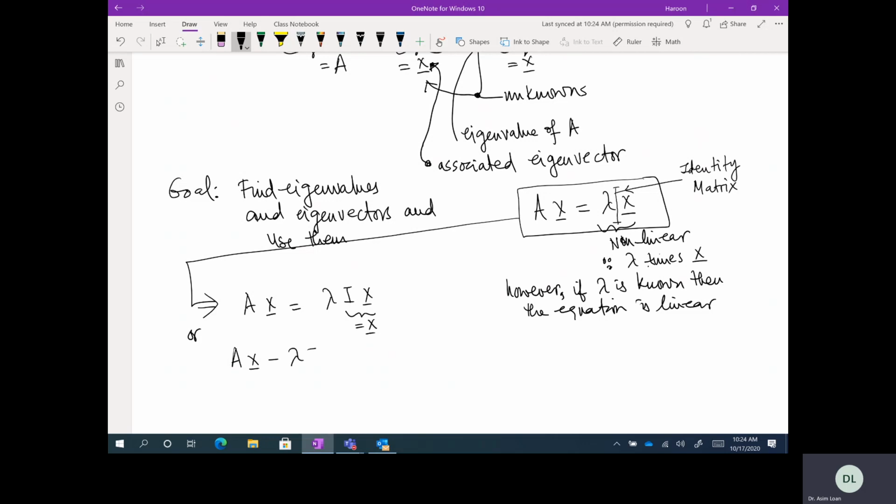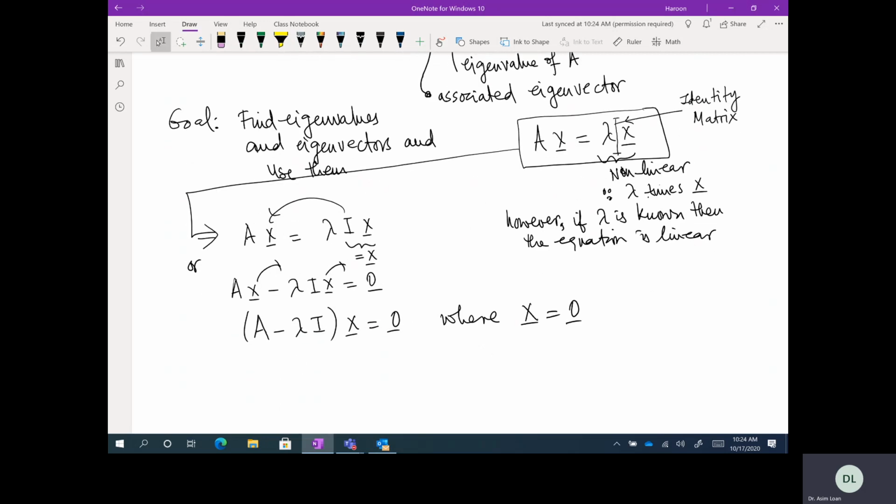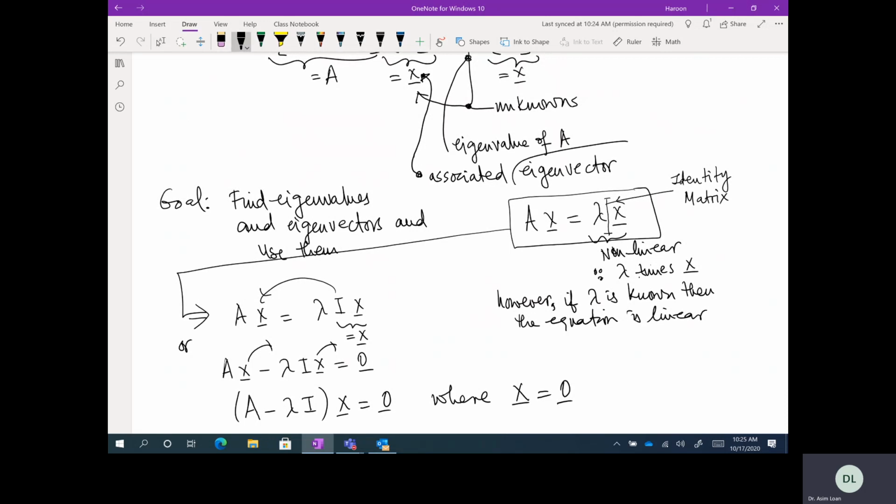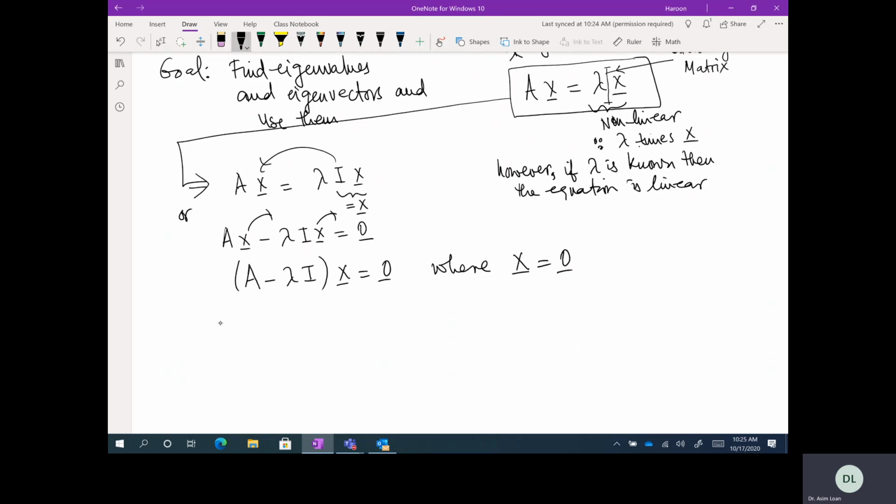Ax minus lambda times I times x equals 0. So if I take out x on the right side, I get A minus lambda I into x equals 0. And here we define where x is not 0. So an eigenvector is a non-zero vector, the associated non-zero eigenvector.